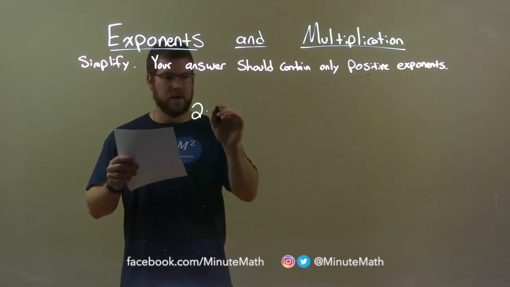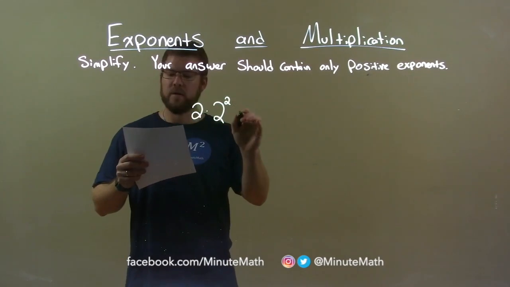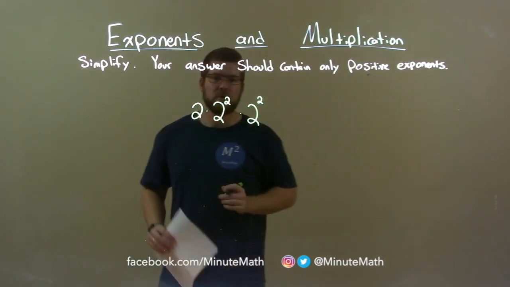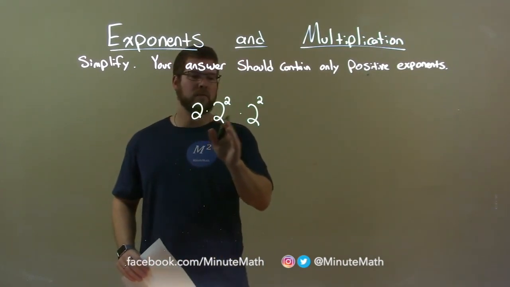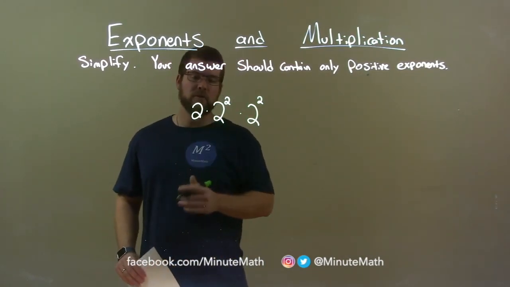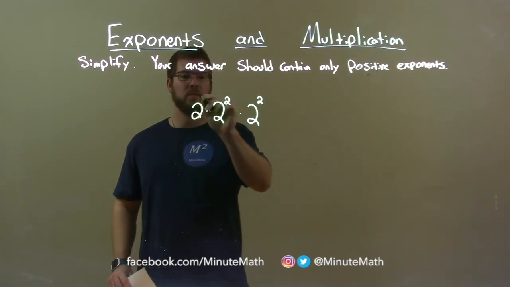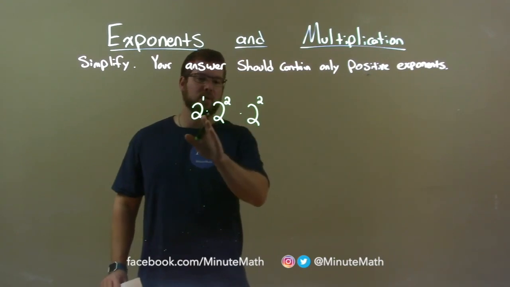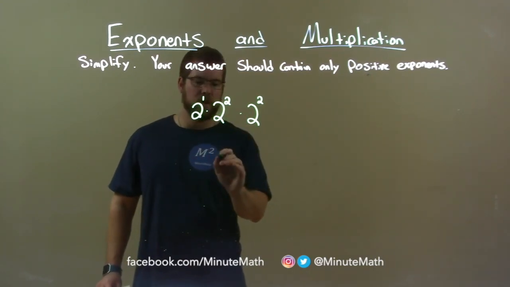2 times 2 squared times 2 squared. The first thing I notice here is all of these terms that we're multiplying had the same base, which is 2. The first one doesn't have an exponent written, but we know it's to the 1st power there. Since we have the same base being multiplied in a sense across, we know our final answer will have that base of a 2. Okay?